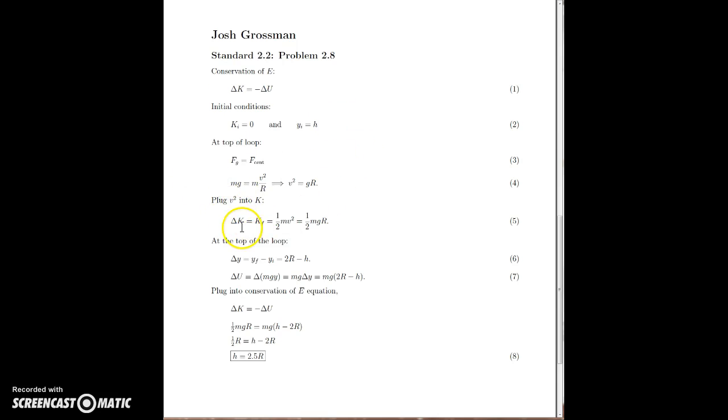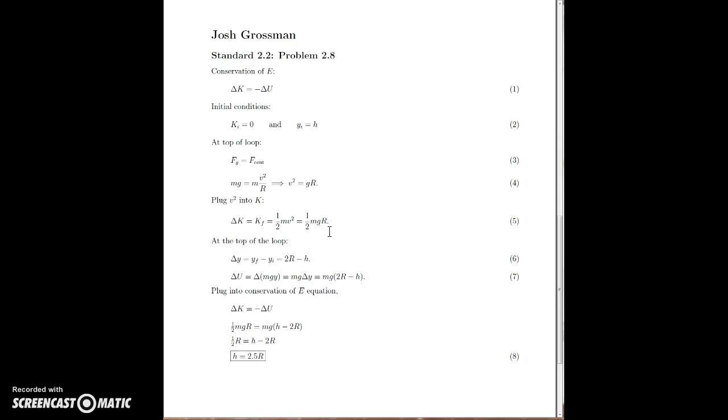So plugging that in right here to find our change in kinetic energy. Well, we know our initial kinetic energy is 0, so the change in kinetic energy is just going to be given by the final kinetic energy. So that's 1/2 mv squared, where v is the speed at the top of the loop. But hey, we just had v squared right here, so we can plug in from equation 4 and write that as: now the change in kinetic energy is 1/2 mgr.